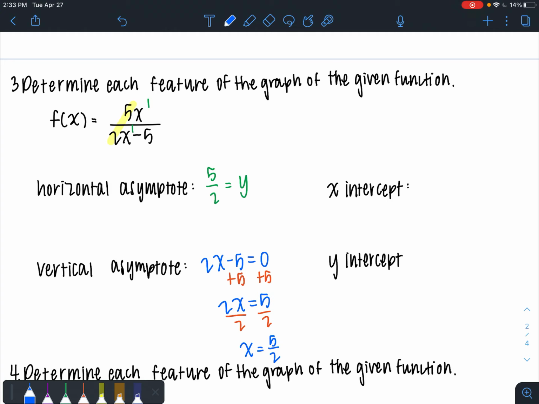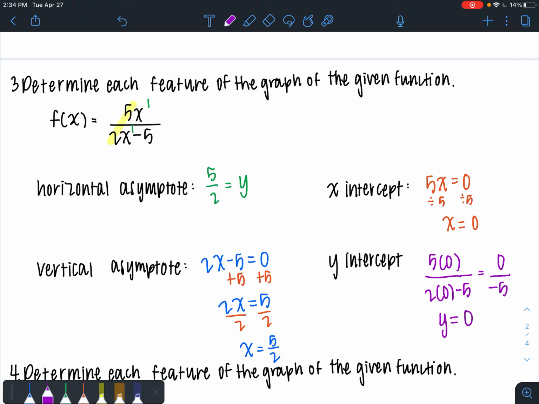Then for our x-intercept, we'll make our numerator equal to 0. So 5x equals 0. Divide by 5 on both sides to get x equals 0 as our x-intercept. For our y-intercept, we will plug in 0 for all x's. So 5 times 0 over 2 times 0 minus 5. So we get 0 over negative 5, which means y is equal to 0.